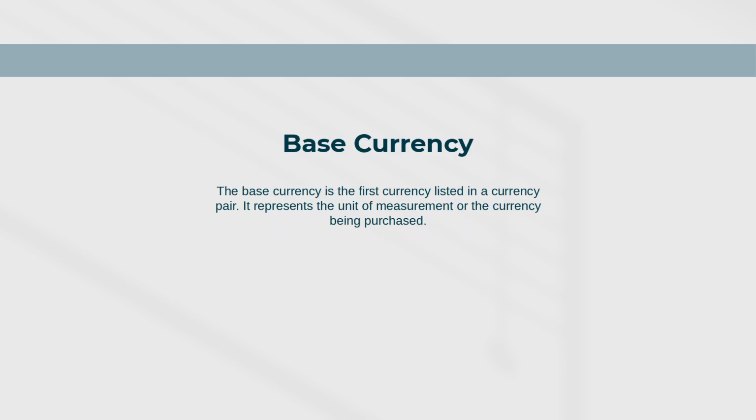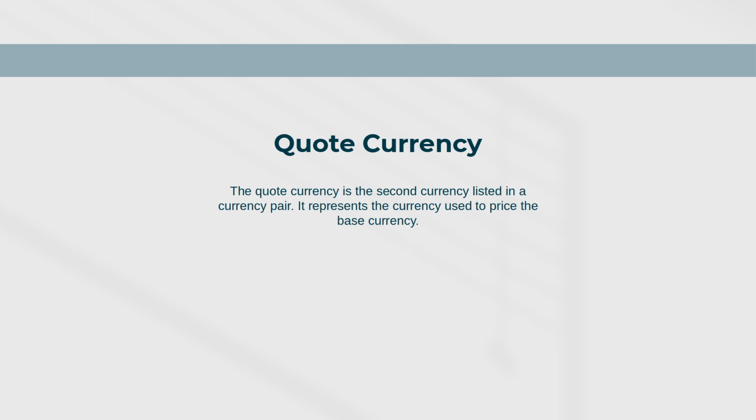Base currency. The base currency is the first currency listed in a currency pair. It represents the unit of measurement or the currency being purchased. Quote currency. The quote currency is the second currency listed in a currency pair. It represents the currency used to price the base currency.